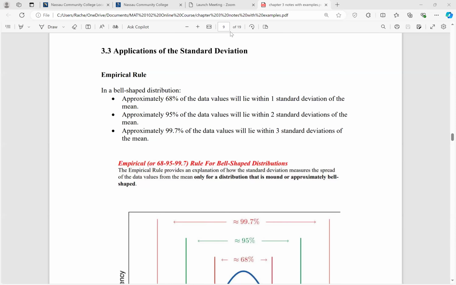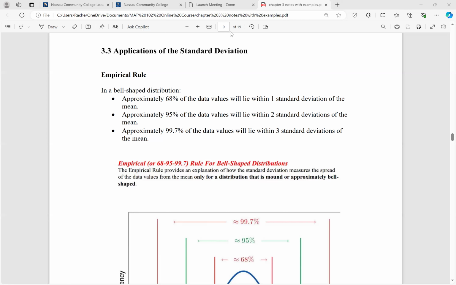Hey everyone. In this lecture, we're going to cover section 3.3, applications of the standard deviation. So in the previous lecture, really the previous two lectures, I went over section 3.2, which covered measures of variability, specifically the range, the variance, and the standard deviation. And we're going to focus now on how we apply the standard deviation in this section. Just a quick reminder, the standard deviation measures the average deviation from the mean.